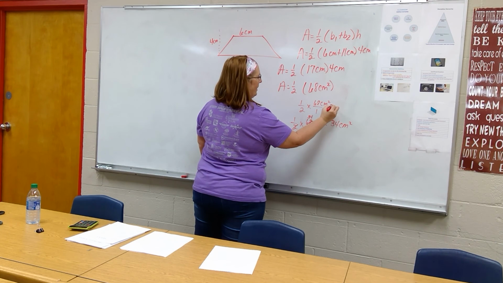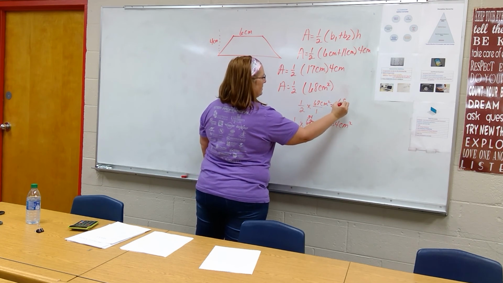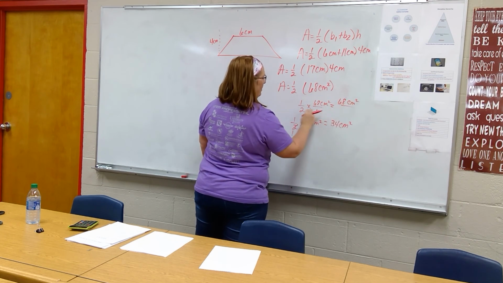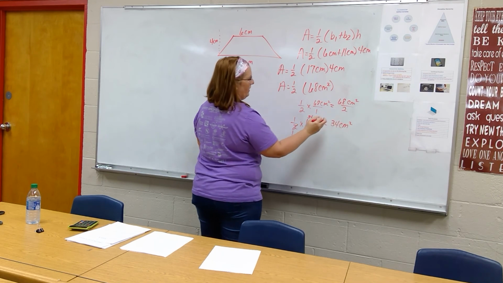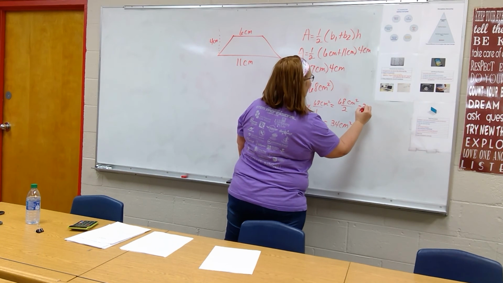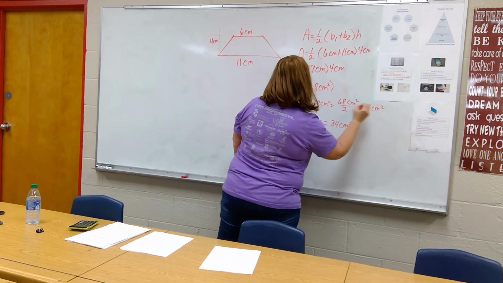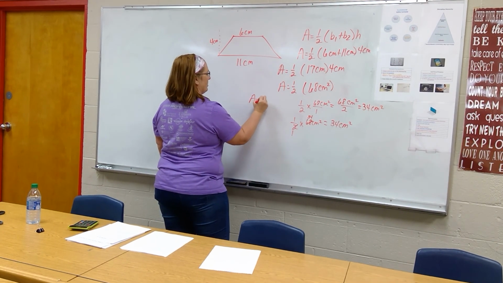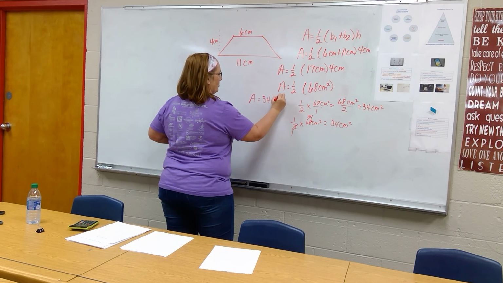If you choose to work it out the long way, 1 times 68 is 68 centimeters squared. 2 times 1 is 2. 68 divided by 2, it's what we just did. 68 divided by 2 is 34 centimeters squared. So area equals 34 centimeters squared.